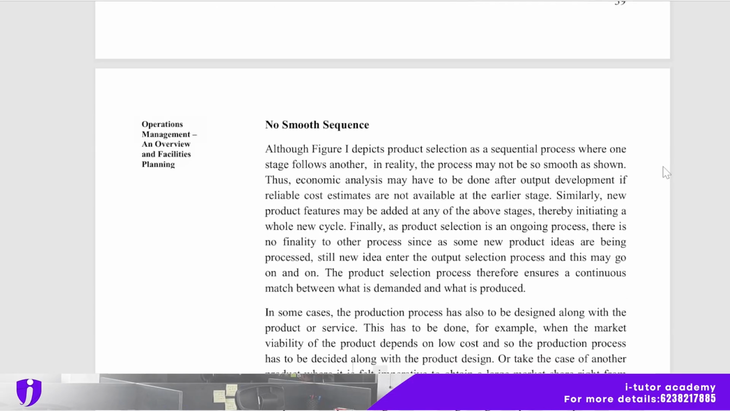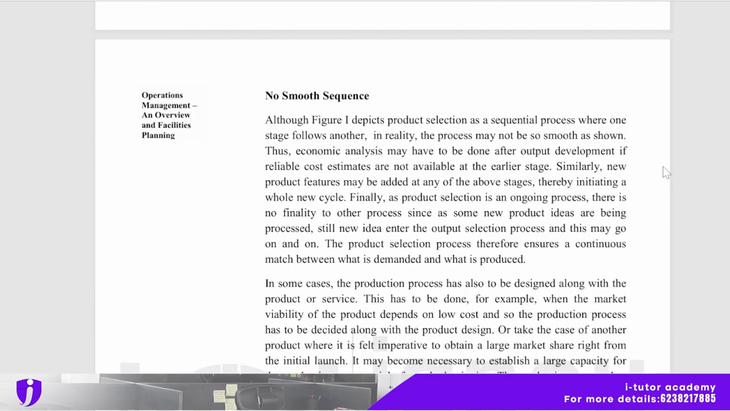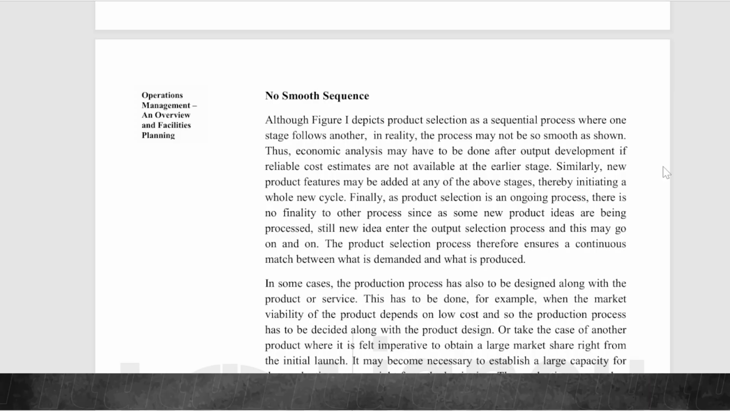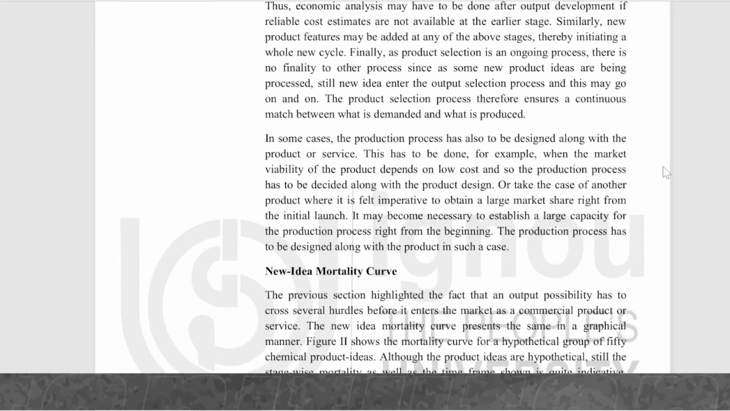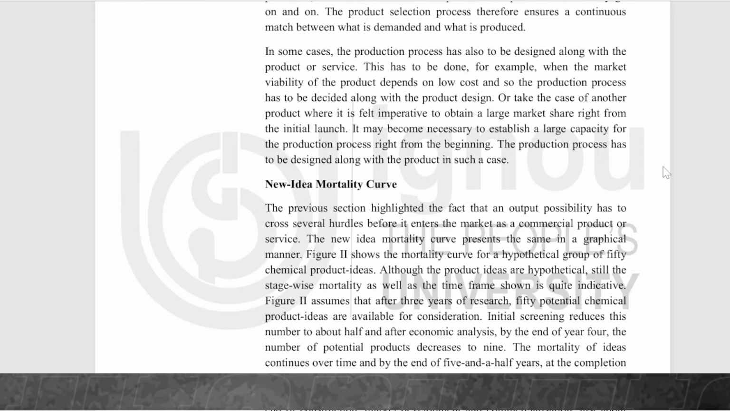No smooth sequence. Although figure 1 depicts product selection as a sequential process where one stage follows another, in reality the process may not be so smooth as shown. This economic analysis may have to be done after output development if reliable cost estimates are not available at the earliest stage. Similarly, new product features may be added at any of the above stages, thereby initiating a whole new cycle. Like that.